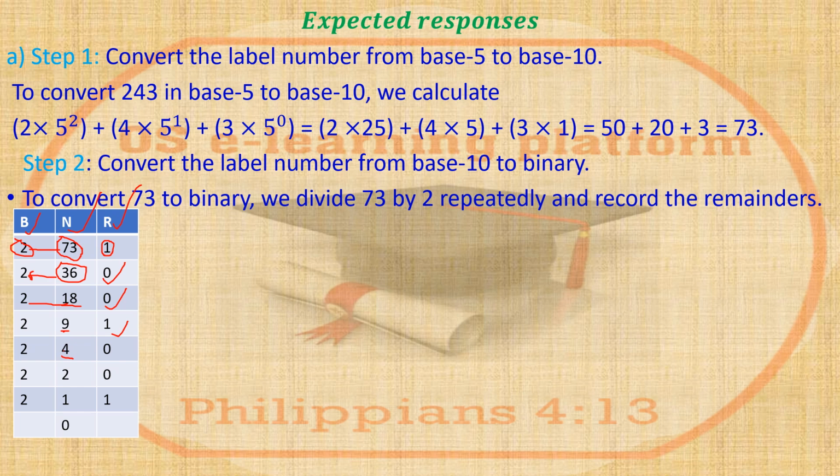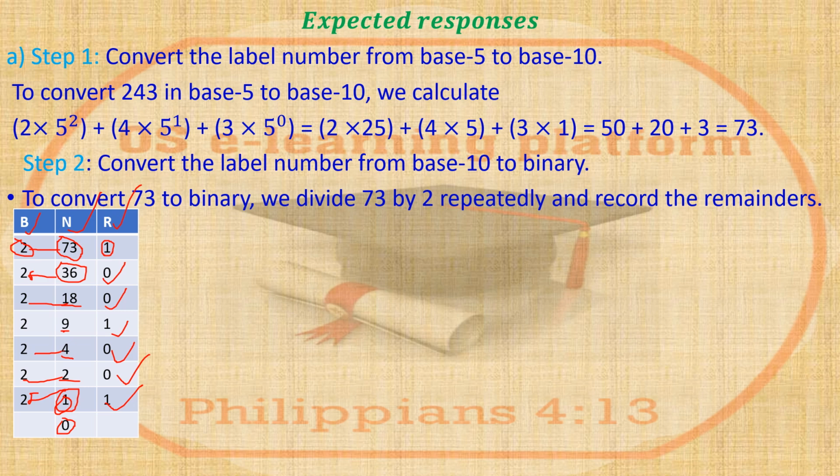4 divided by 2, I get a 2, remainder 0. 2 divided by 2, I get a 1, remainder 0. Then 1 divided by 2, I get actually nothing, which is a 0, but I remain with still that 1. So basically you can see that the rule is very simple.